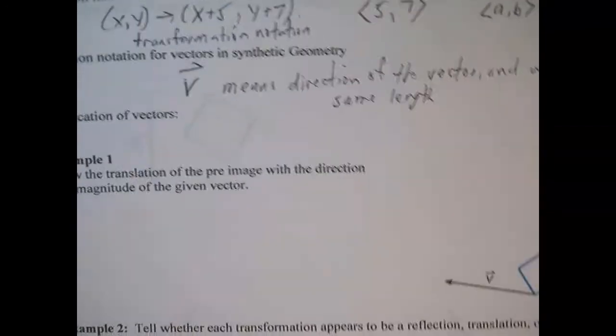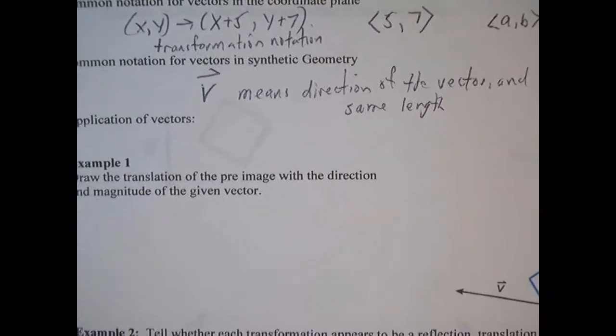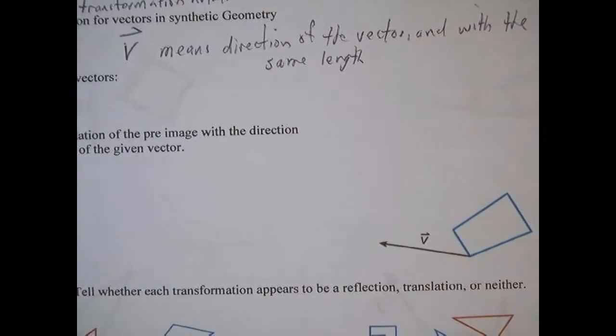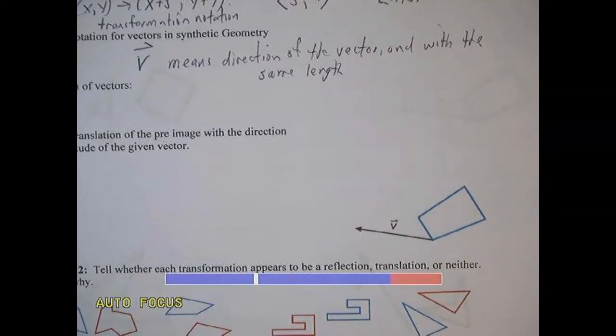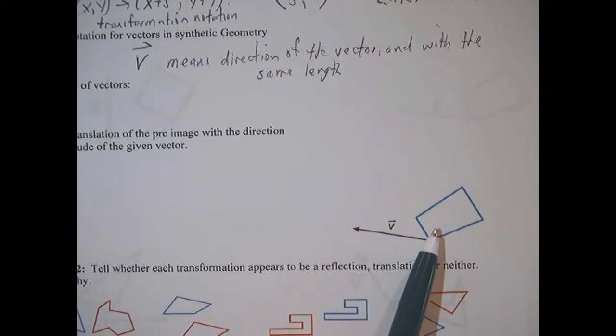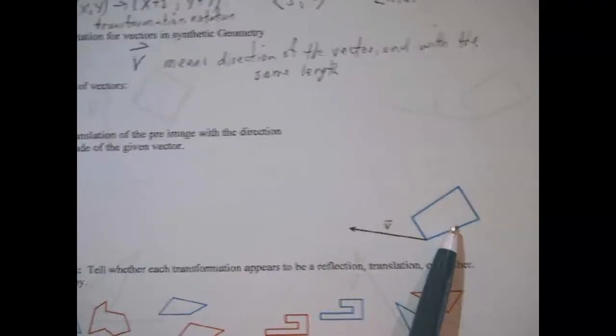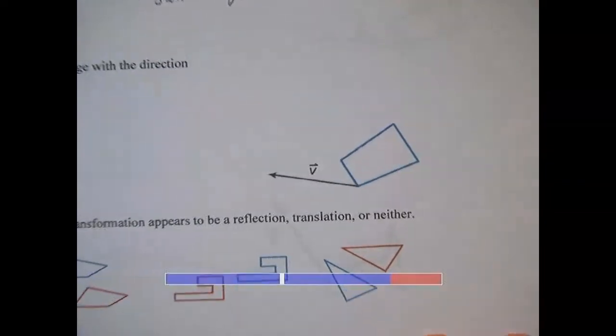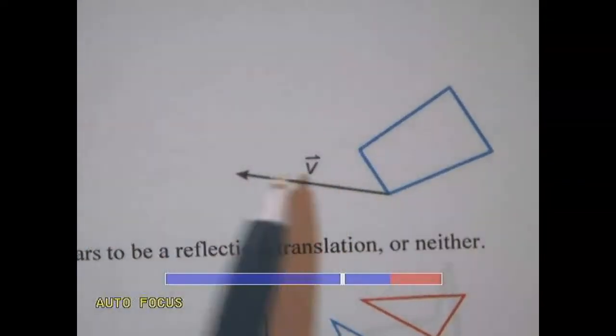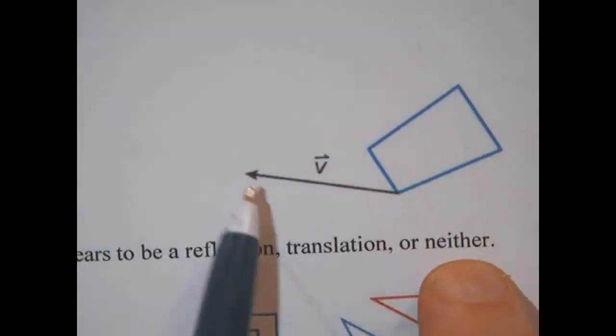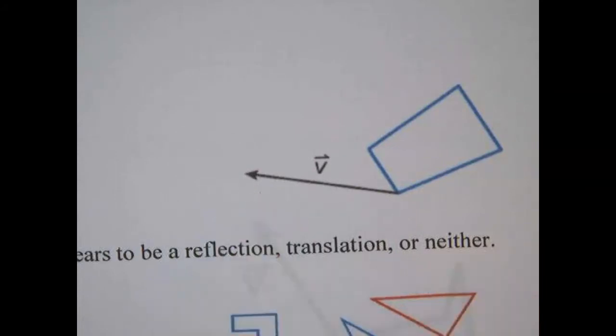All right, ready for the fun part? Let's draw a vector. So we're going to use our tools now to draw a vector and to actually translate this image according to this vector. In other words, I want to move this image. Let me zoom in a little bit here. I want to move this image this far and in this direction. Okay? So here's what we're going to do.